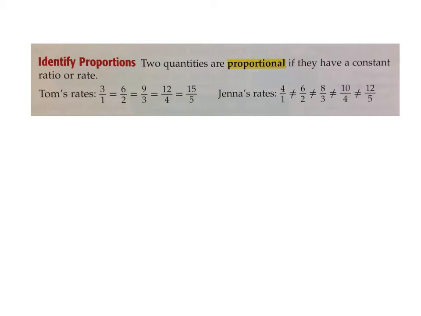So if I were to times each of these by 2, the top and the bottom, I would get 6 over 2. These are proportional. It's kind of like saying they're equivalent or they're equal. If I were to times the top and bottom by 3, I would get 9/3. If I were to times these by 4, I'd get 12/4, or by 5, both 5 times 3 and 5 times 1, I'd get 15 over 5. So these are proportional. Think of it like equivalent fractions.